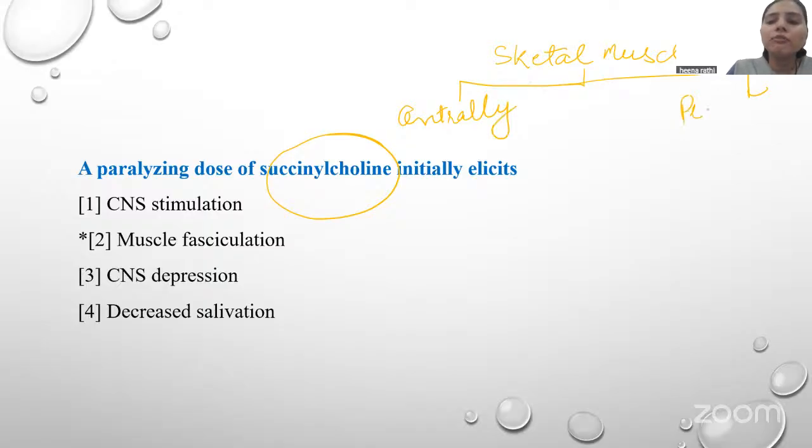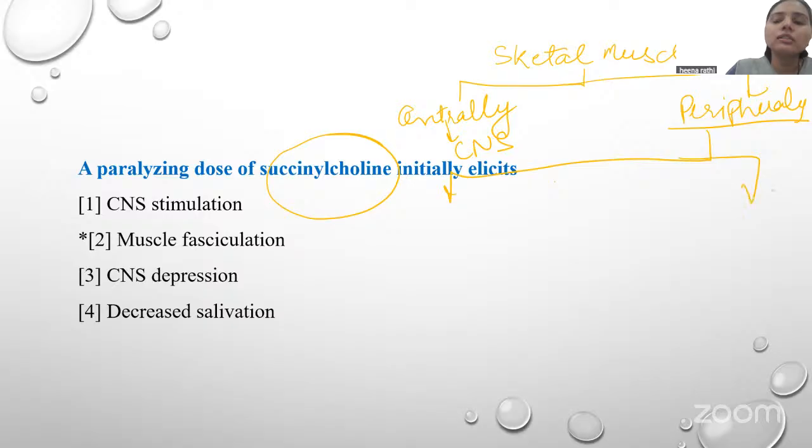Second is peripherally acting. As the name suggests, centrally acting means it is going to operate through the CNS, the cerebrospinal axis. Peripherally acting means it is not going to involve the cerebrospinal axis. Now, peripherally acting skeletal muscle relaxants are of two types. First is direct and second is indirect. Direct means it is directly going to act peripherally.